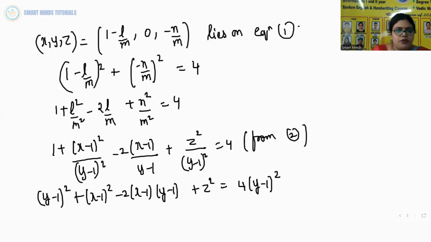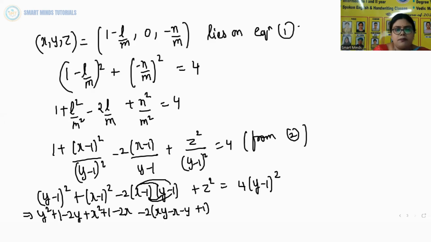Now if we open the brackets, we get y square plus 1 minus 2y plus x square plus 1 minus 2x minus 2 into, now we multiply these two brackets. This into this, this into this, this into this, this into this. So xy minus x minus y plus 1 plus z square is equal to 4 into y square plus 1 minus 2y.